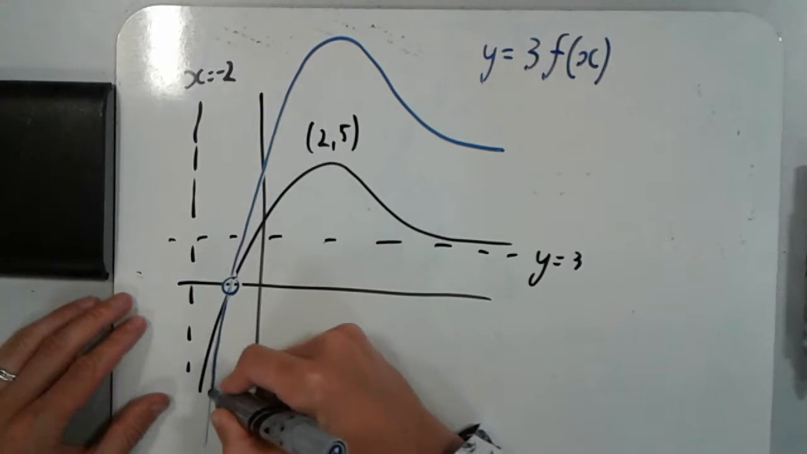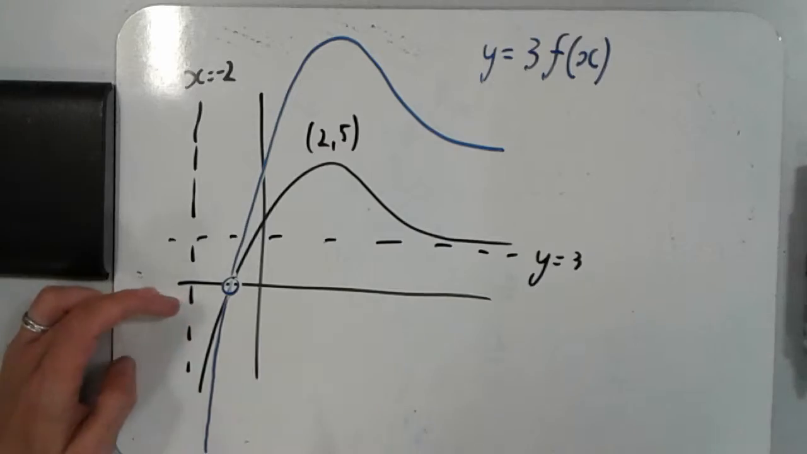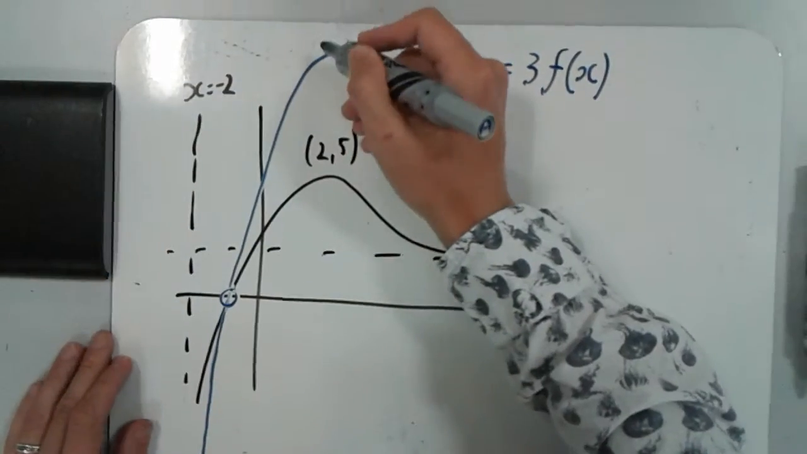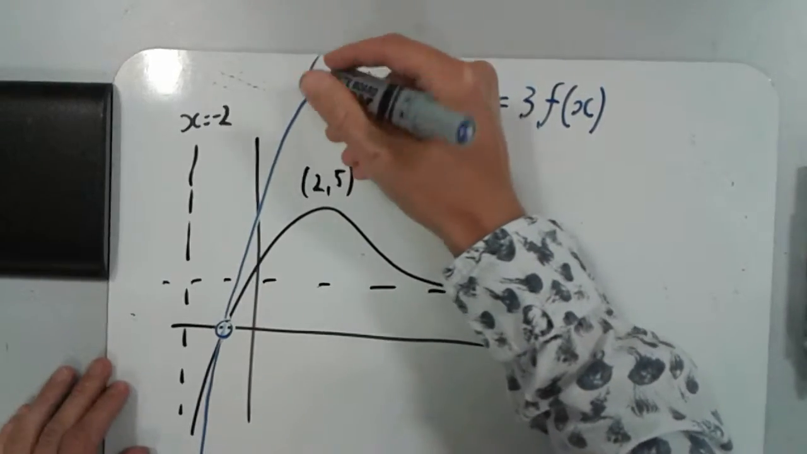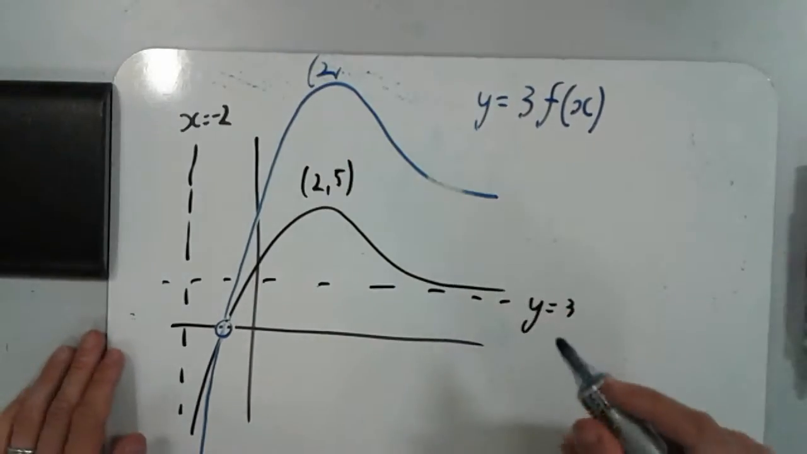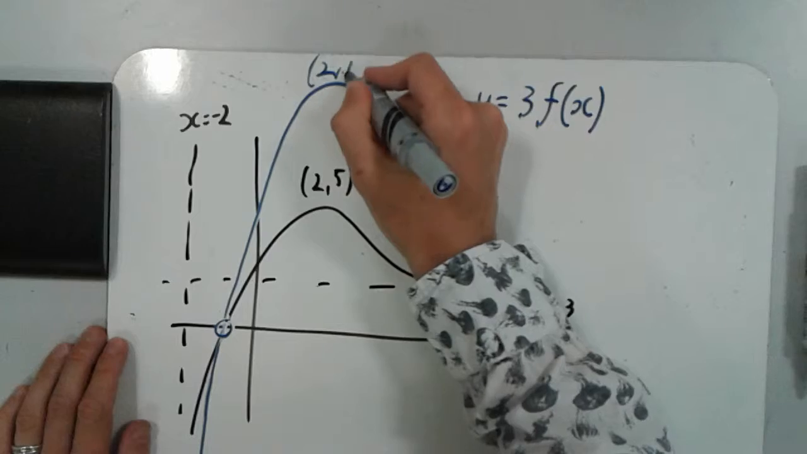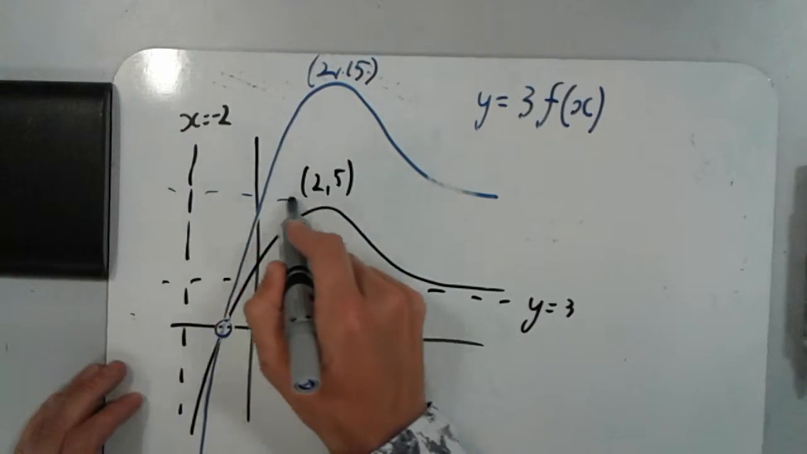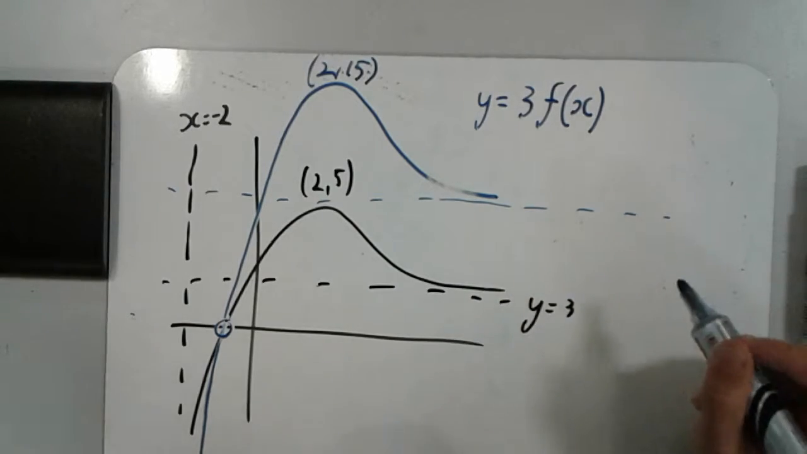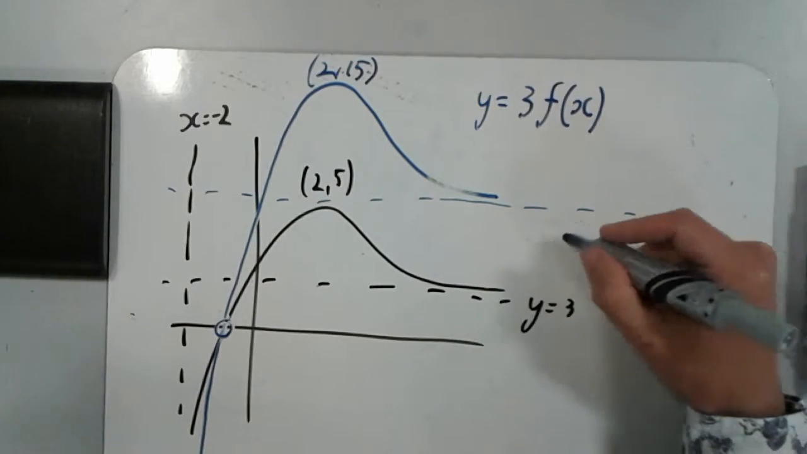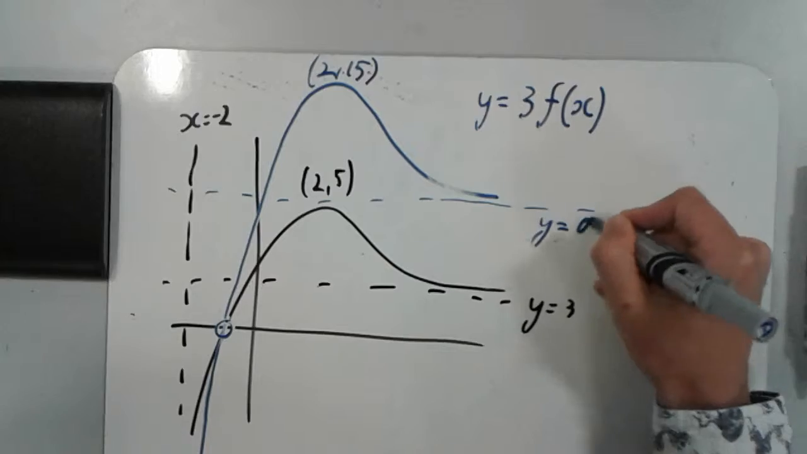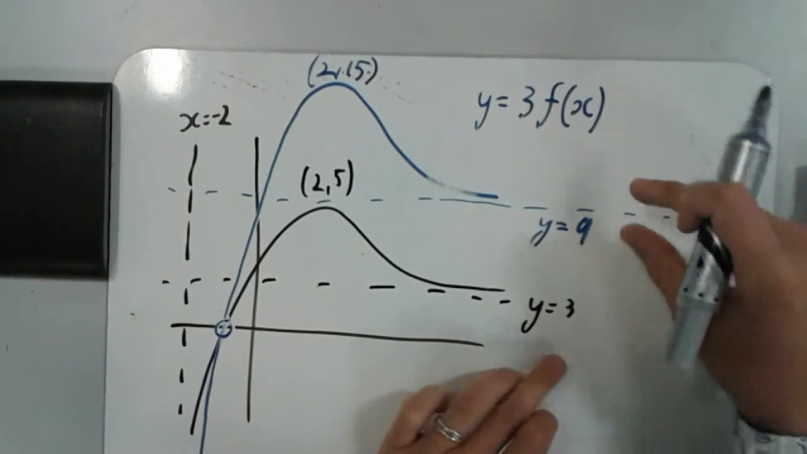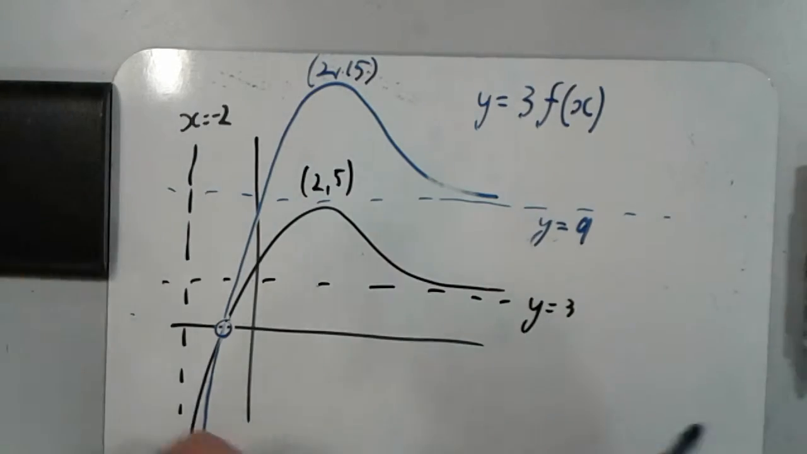Down here, where it was negative, it becomes 3 times as negative. It's stretched. Up here, that turning point, the x value will still be at 2, but it will have moved up to 15, 3 times greater. This asymptote here will be at y equals 9. Again, same kind of thing, but everything, if it's a y value, has been made 3 times greater.